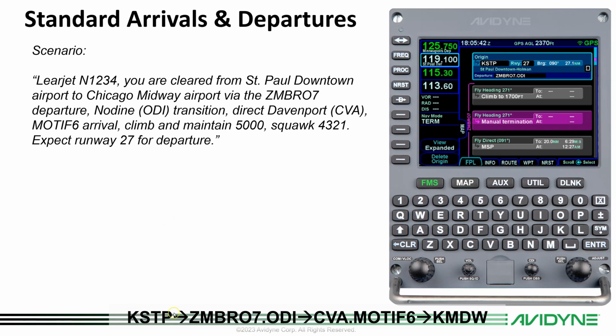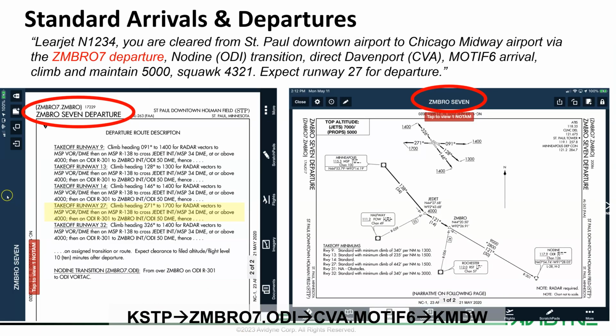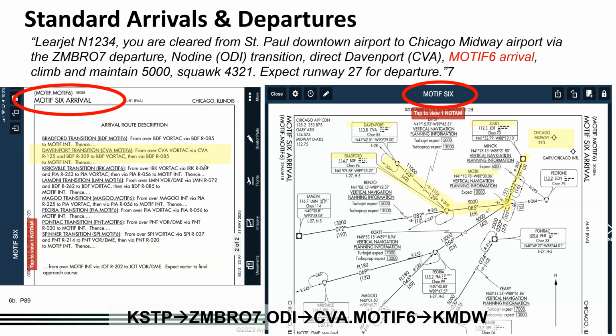So you can see here's our clearance along the bottom, and we briefed the departure, the Zombro 7, and we're on runway 27, so here's the particulars for that. And here's the diagram that shows the Zombro 7. Here's the Motif 6 arrival into Midway off of the Davenport VOR. Here's our transition. Here's Davenport, Bradford, Motif, and then Joliet, and then Midway.